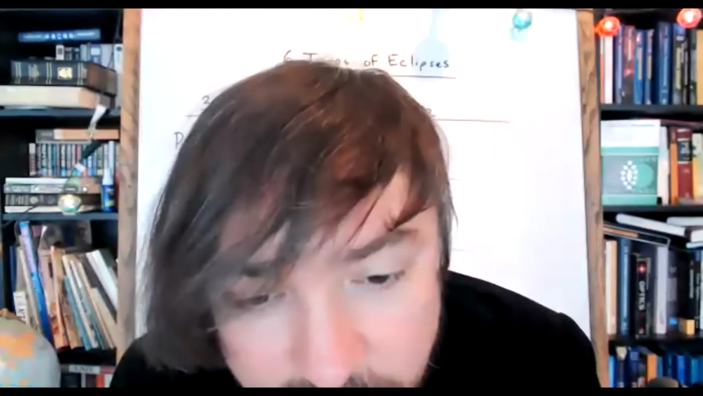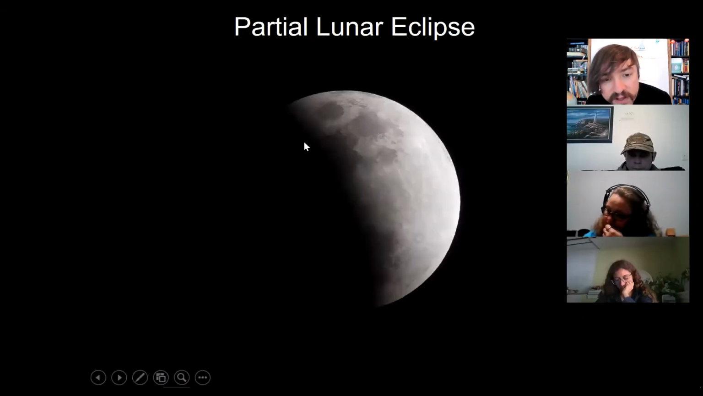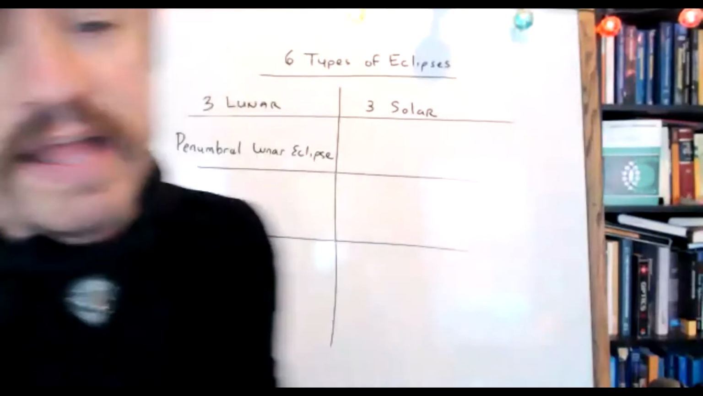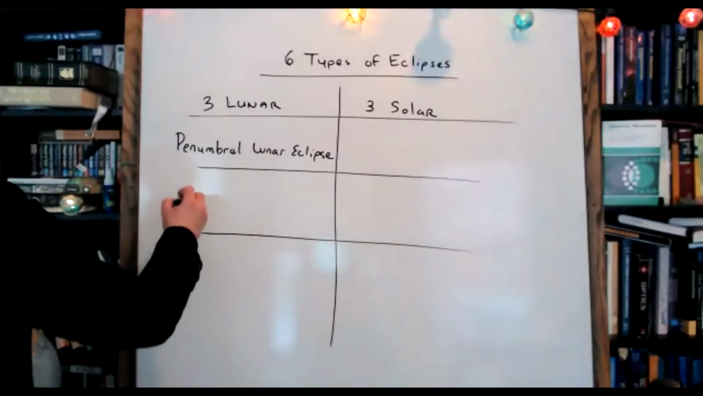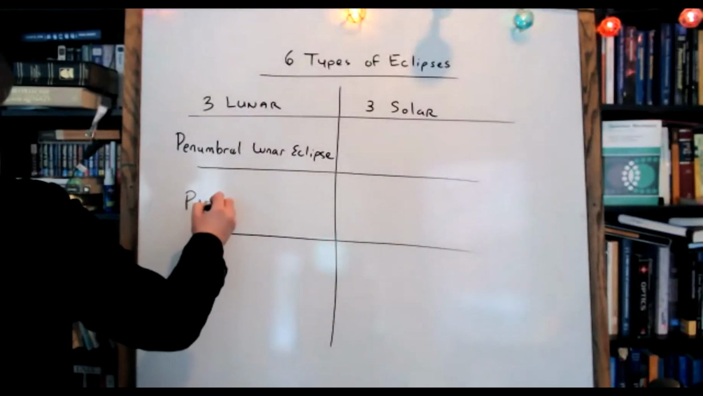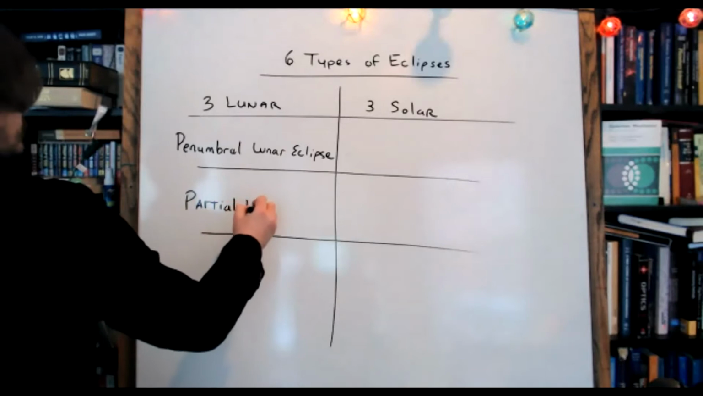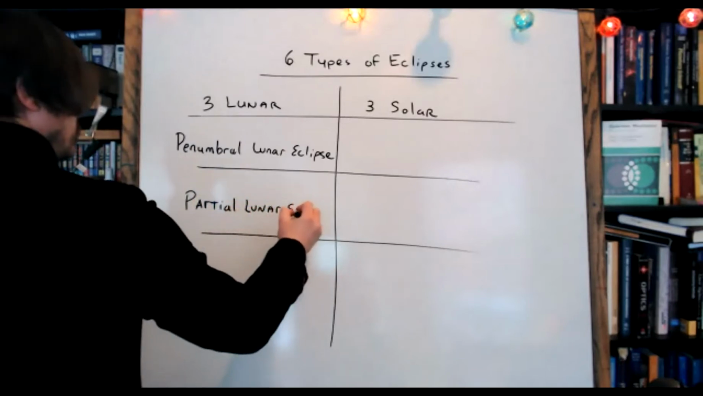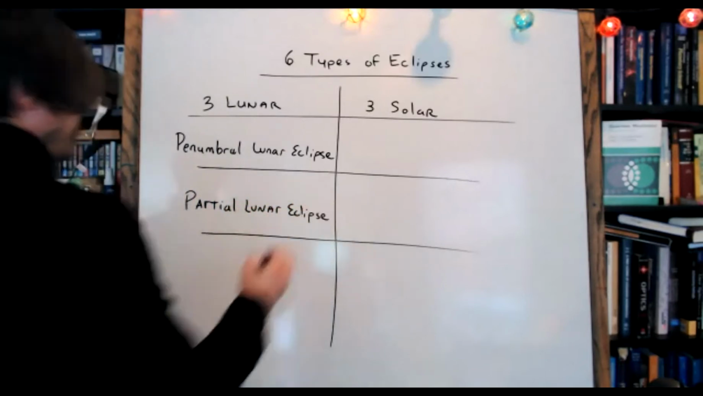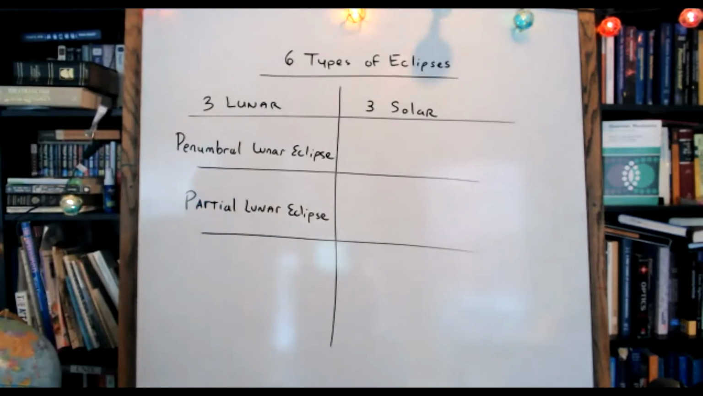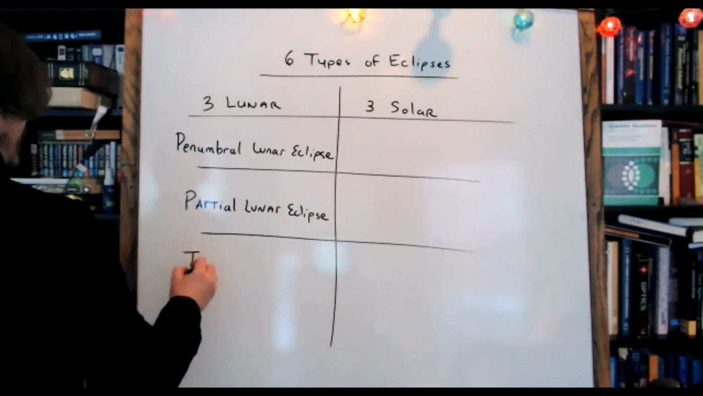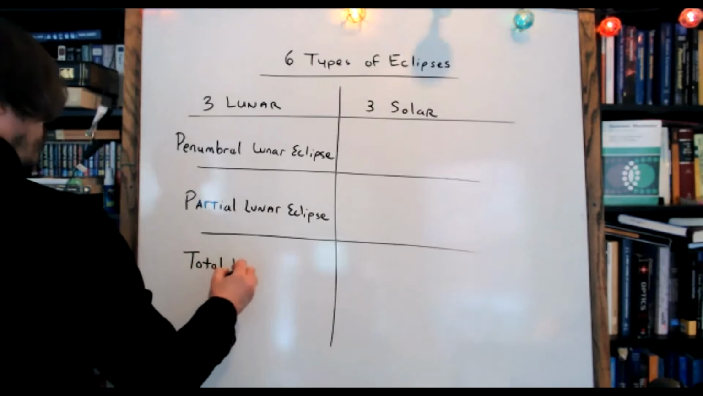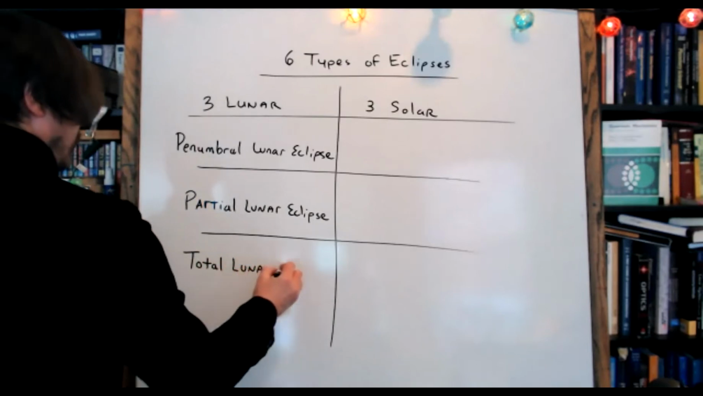However, the next type of eclipse, which is called a partial lunar eclipse, you definitely notice something is happening because you actually see a bite getting taken out of the moon, and it looks kind of cool. And that's called a partial lunar eclipse. The third lunar eclipse is a total lunar eclipse.